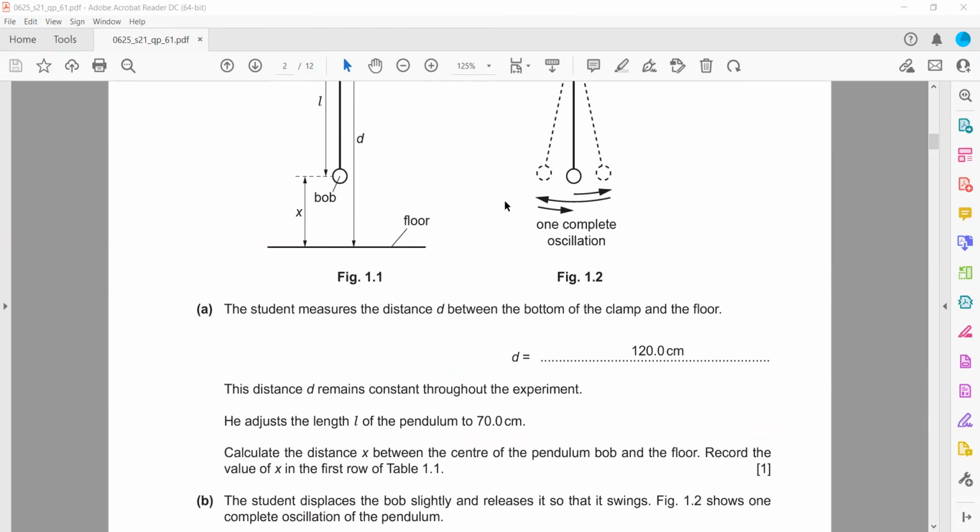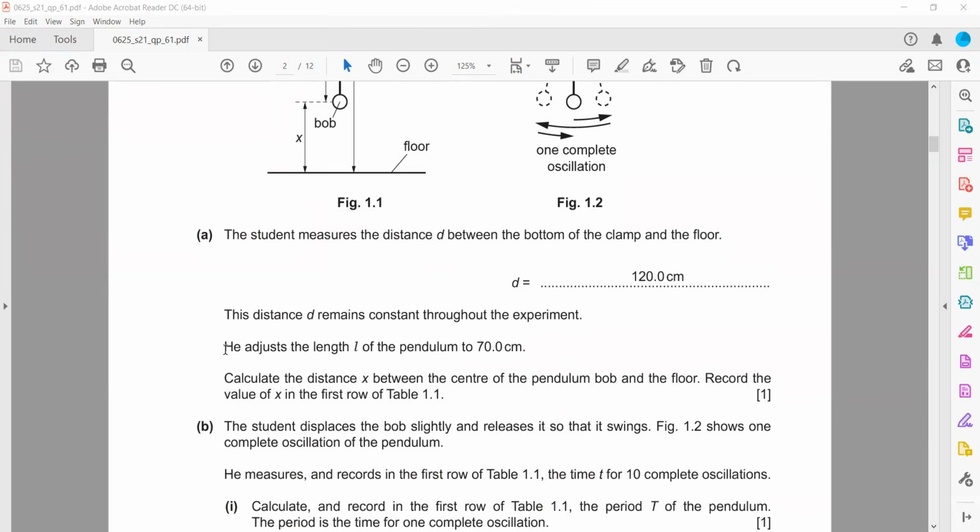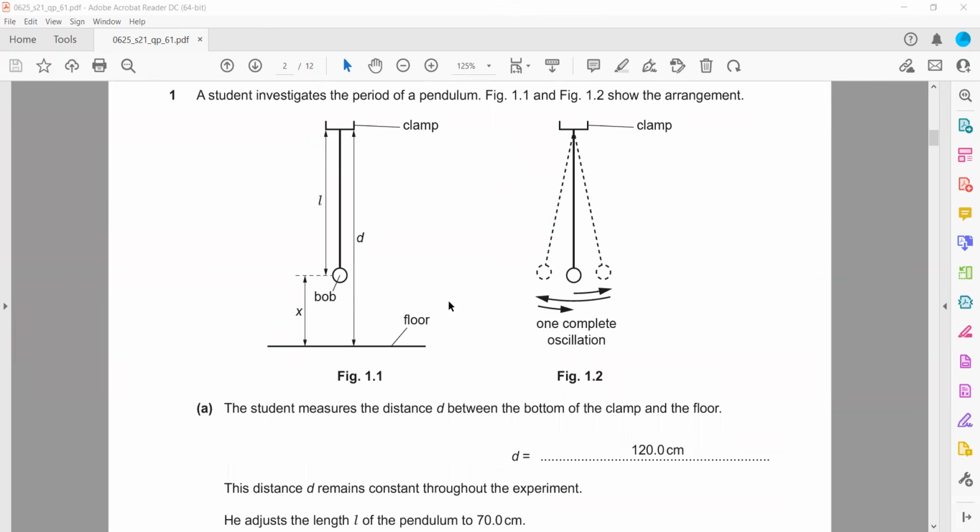This distance D remained constant throughout the experiment. He adjusted the length of the pendulum to be 70 centimeters. So here, this total was 120. D was equal to 120 centimeters, and he adjusted the length of the pendulum to be 70 centimeters. So it means X will be how much? It will be 120 minus 70, which is 50.